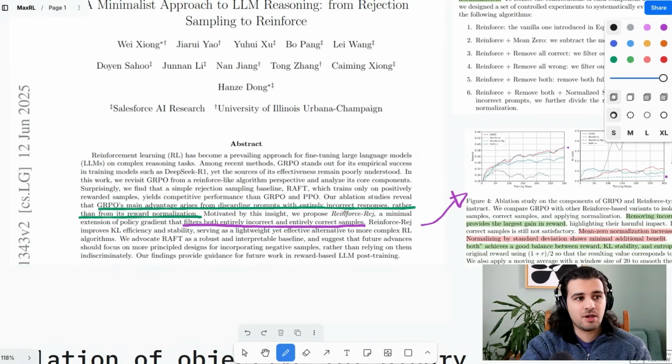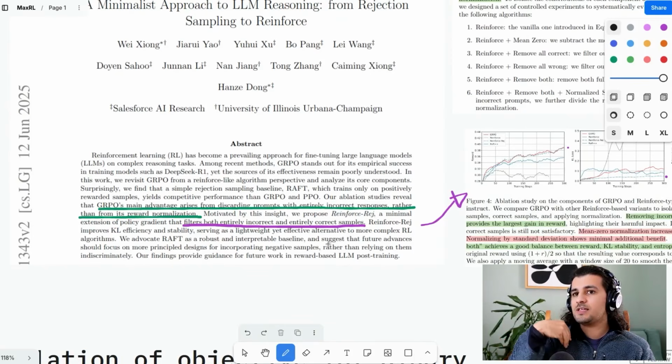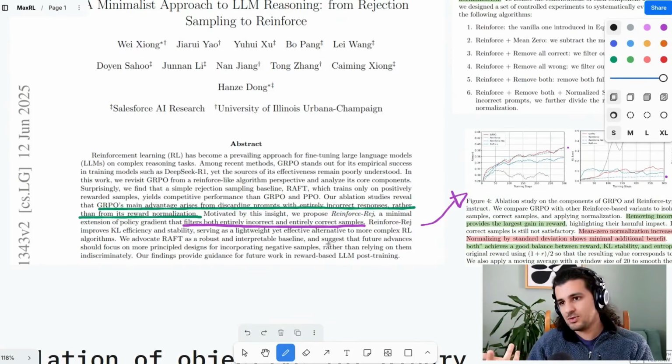So they proposed another algorithm, Reinforce-Rej, which is just doing this. It's reinforce plus removing the too easy and too hard questions. Too easy is when you did K rollouts and all of them were right. Too hard is when you did K rollouts and all of them were wrong. You're not even able to get a signal out of it, and you just filter that.